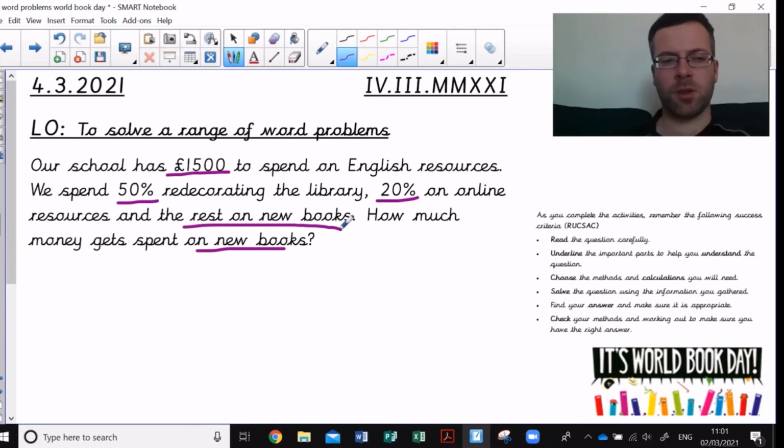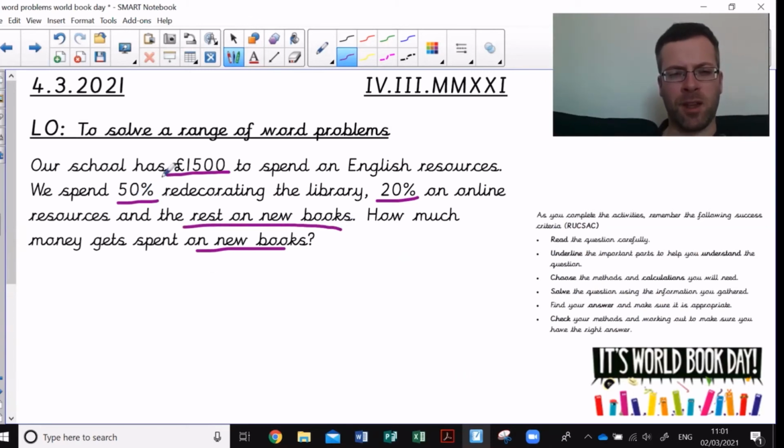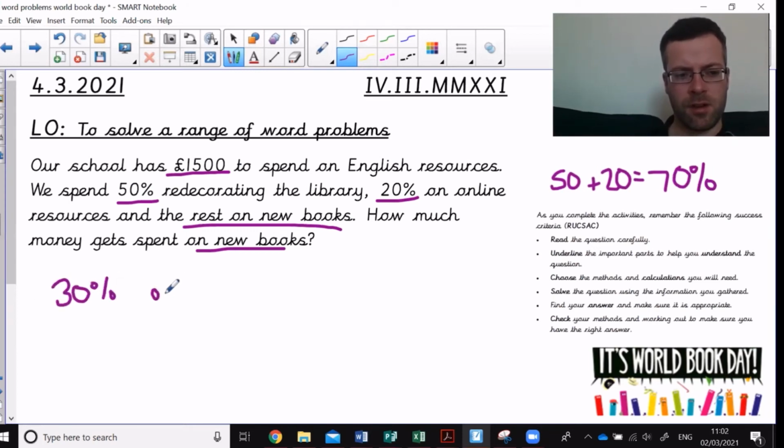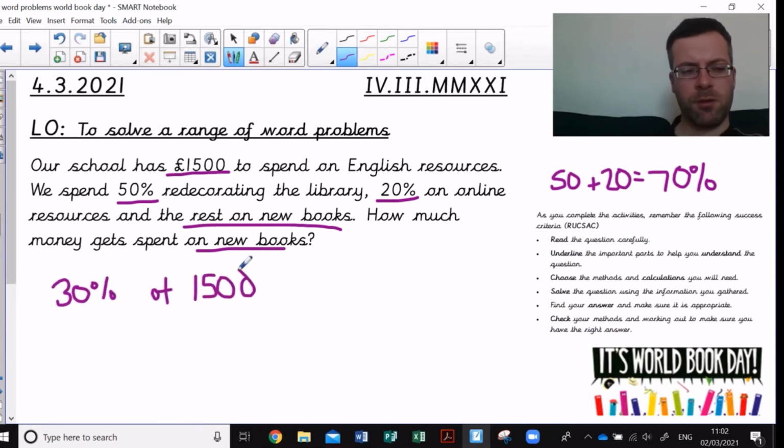Now there's 2 ways of doing this. One way, someone might find 50% of that, then find 20% of that, and then work out how much is left. Or some of us, the sneakier ones, might go, well, if 50% is going on that, and 20% is going on that, that means that so far they've spent 70%. So that means that left is 30%. So what we need to find is 30% of 1,500.